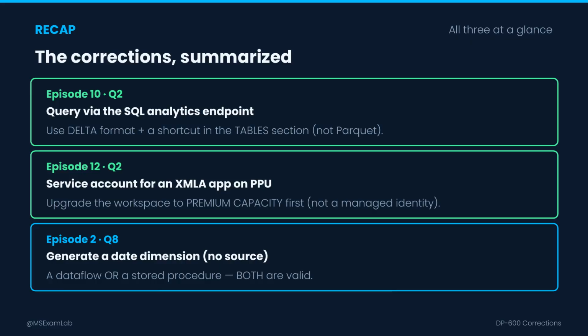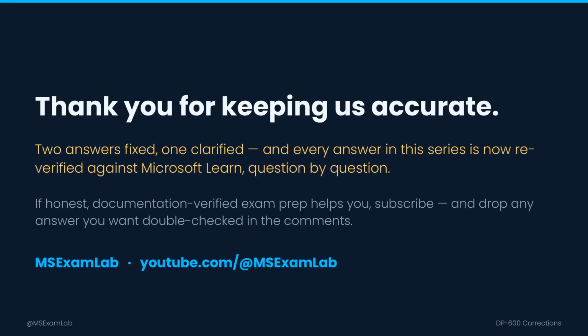And the clarification, Episode 2. To build a date dimension with no source, you generate it, and both a data flow and a stored procedure are valid ways to do that. Three questions, three concepts you now own. And that's the full set of corrections.